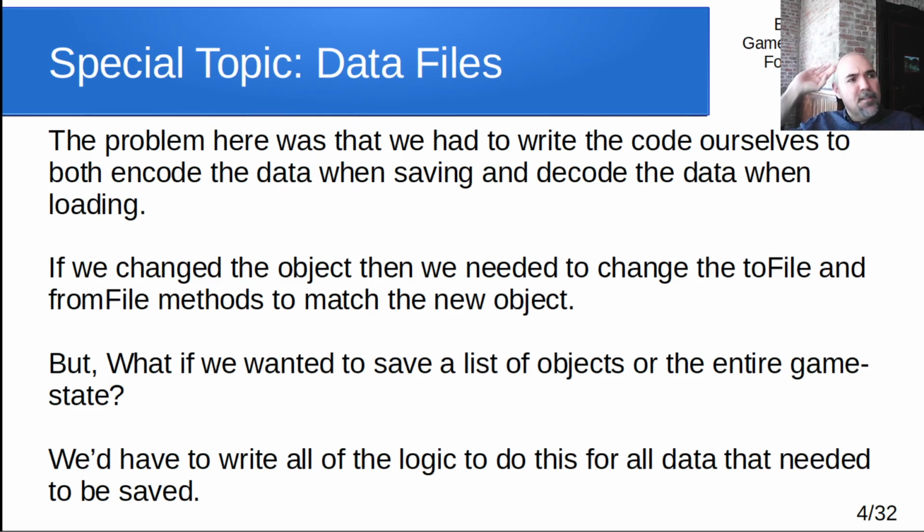What if I have not just the map, but I have enemy data I want to save in the save data? What if I have the player data for what level they're on and all the other stuff? So I might have a much more complicated thing than just the stuff for that one map object. So what if I wanted to save a list of objects or the entire game state? The way we did it before, we'd have to write all of the code to do that ourselves. So we'd have to write it for every object. We'd have to have a to file and a from file. We'd have to make sure we get all of the objects.